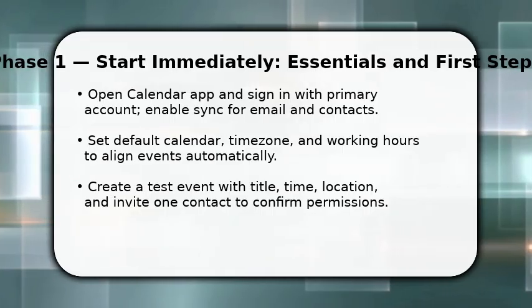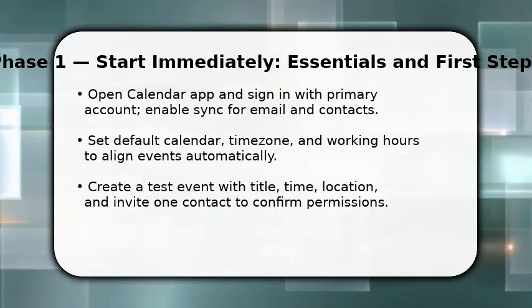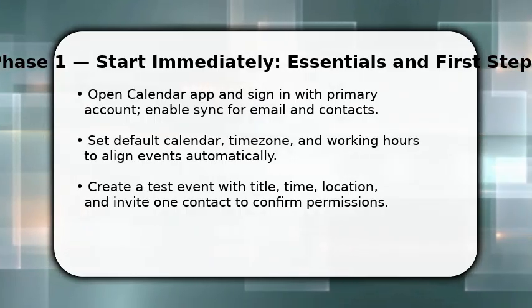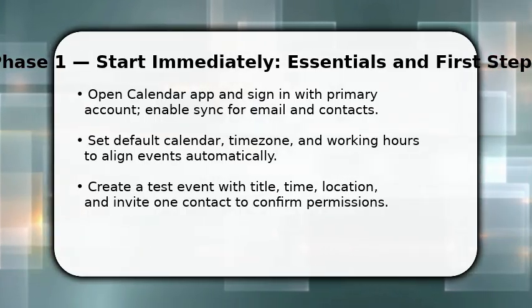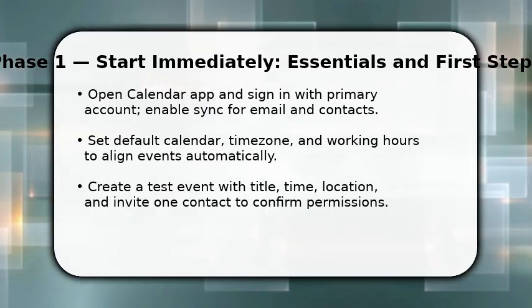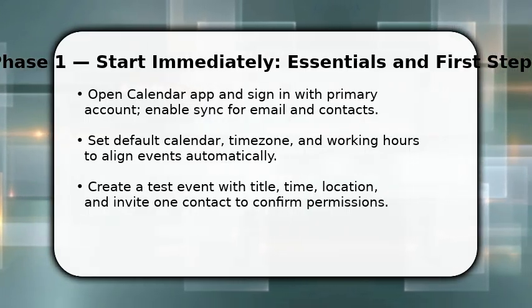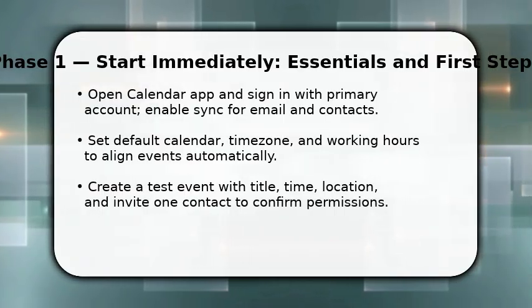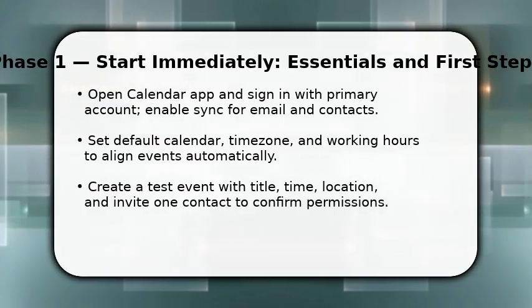Once done, set your default calendar, time zone, and working hours so new events land where you expect. Then create a simple test event: title, time, location, invite a contact, to validate permissions and notifications. This small proof step prevents surprises later and confirms the basics are functioning.